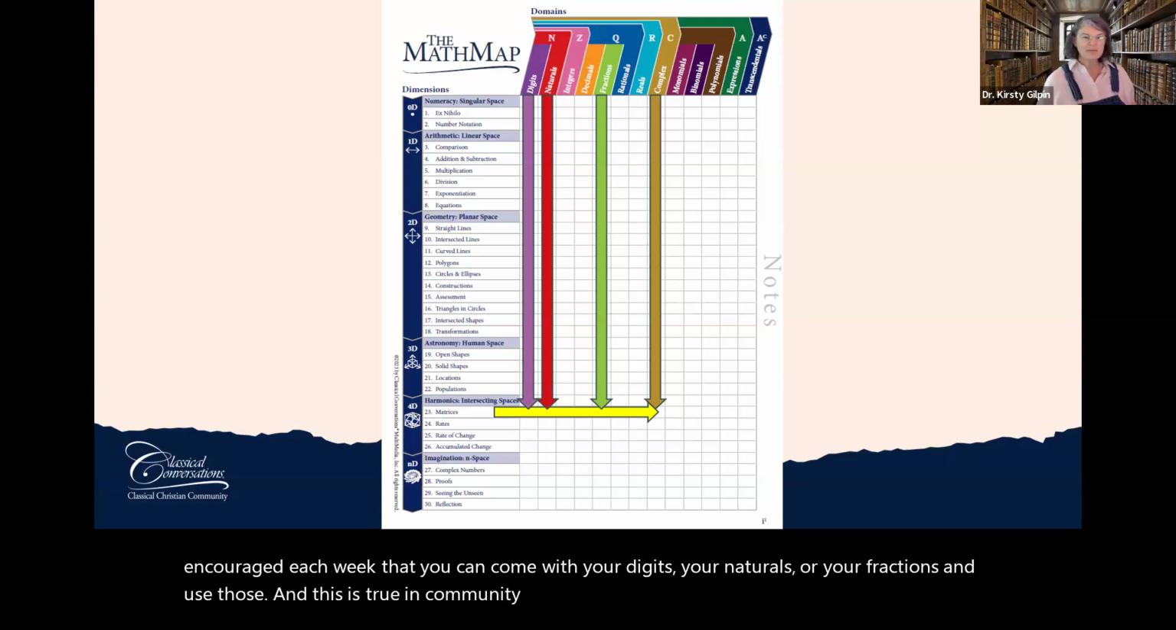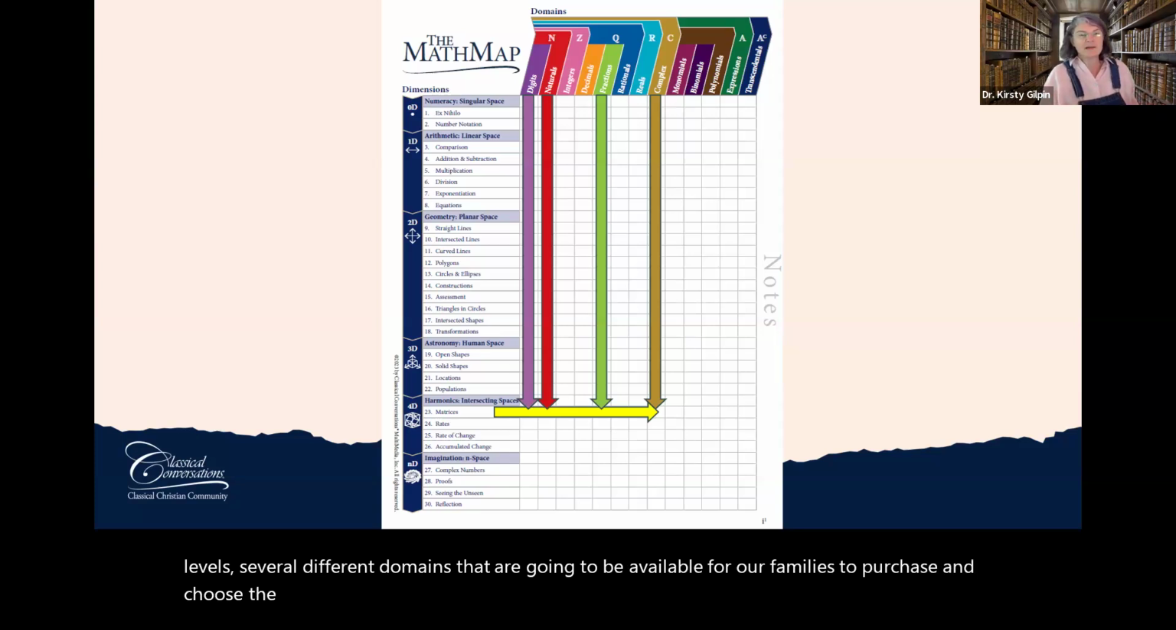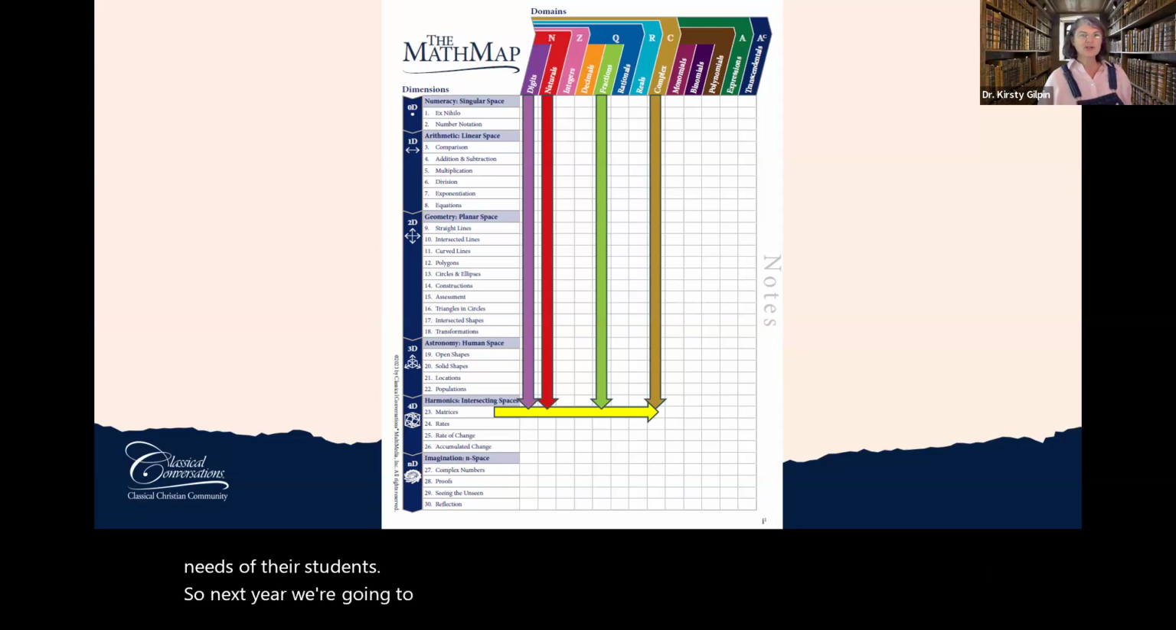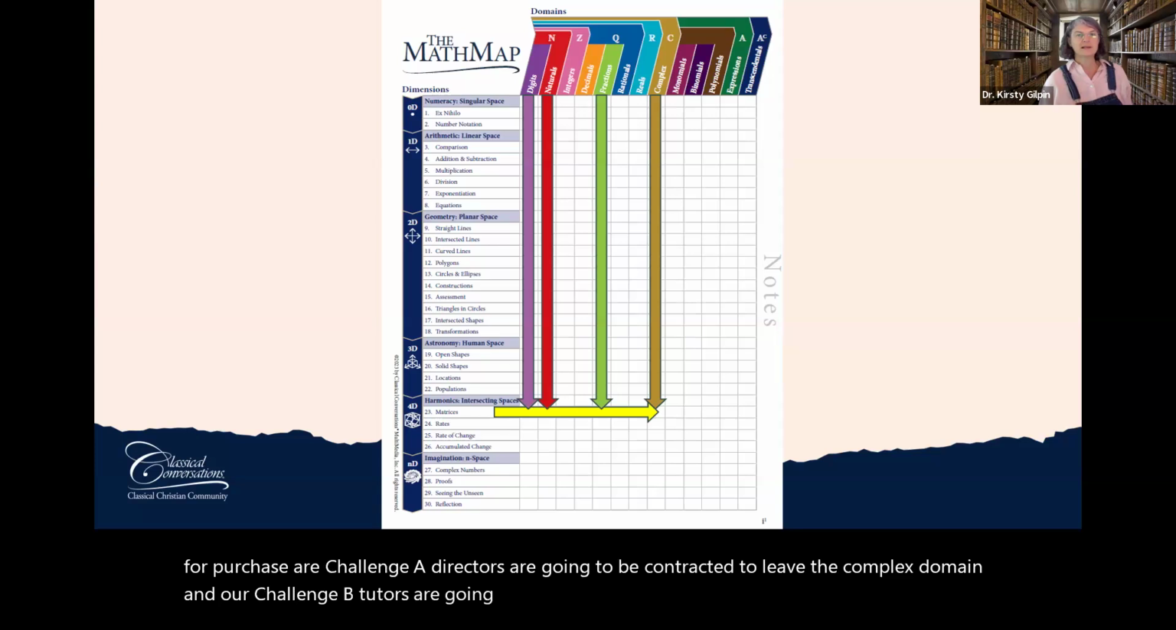So next year, there's going to be several different levels, several different domains that are going to be available for our families to purchase and choose the domain that is going to best meet the needs of their homeschool and best meet the needs of their student. So next year, we're going to have digits, integers, fractions, complex, and monomials all available for purchase. Our Challenge A directors are going to be contracted to lead the complex domain. And our Challenge B tutors are going to be contracted to lead the monomials domain. And that's where their responsibility is for that particular domain.